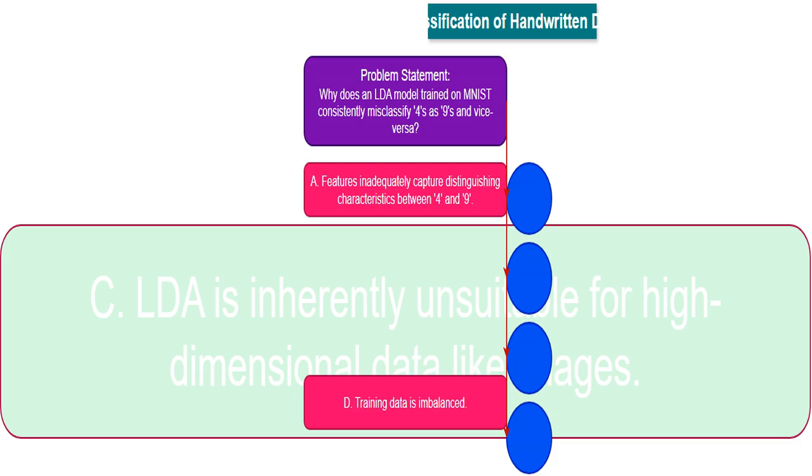I don't think that's the main reason. While high-dimensional data can be problematic for LDA, it's not inherently unsuitable. The main issue here seems to be the similarity between 4 and 9, not the dimensionality itself. Let's focus on fixing the data or features first. Let's not jump to conclusions.